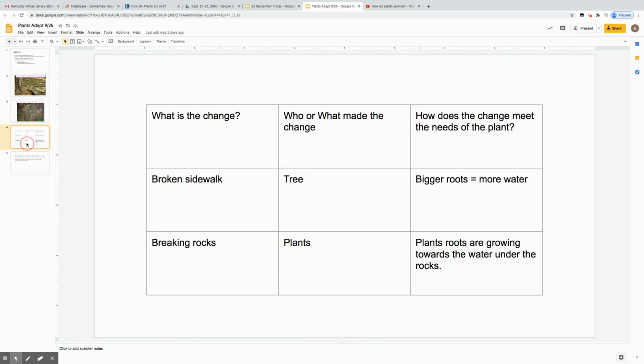All right, let's talk about that. What is the change? We saw breaking rocks. Well, who or what made the change? Plants. The plant's roots are growing towards the water underneath of the rocks. They needed more space. They were trying to find food and maybe even trying to find sunlight. So they broke the rocks so that their roots could grow down and they could grow up towards the sunlight.